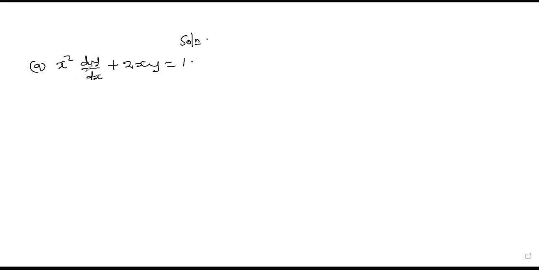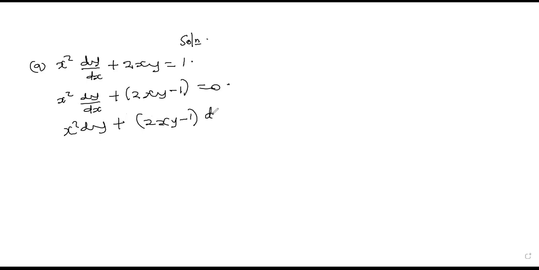To test for exactness, we need to first bring this one to this side. So we shall have x squared dy/dx plus 2xy minus 1 is equal to 0. Then we shall have x squared dy plus (2xy minus 1) dx is equal to 0.